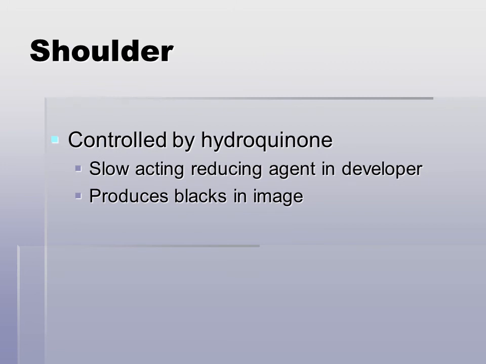The shoulder is controlled by the hydroquinone. Again, important test information here: the toe is controlled by phenidone and the shoulder is controlled by the hydroquinone. It's a slow-acting reducing agent in the developer, and it produces blacks in the image.